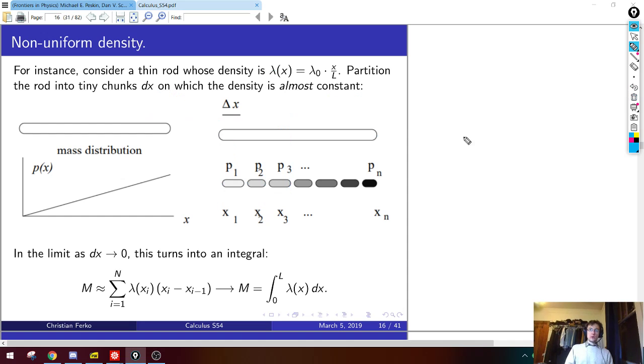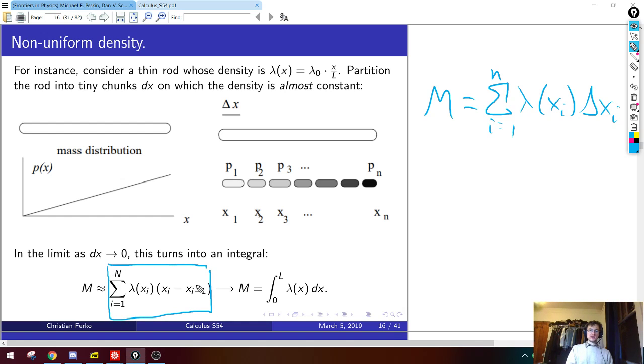So the total mass m is supposed to be the sum of all those little discrete masses, maybe i equals 1 to n of lambda evaluated at xi times delta xi. Or if you prefer, as I've written it over here, instead of delta xi, you could just have the difference, xi minus xi-1. Like instead of delta x, I could just say this is x2 minus x1, this length here.